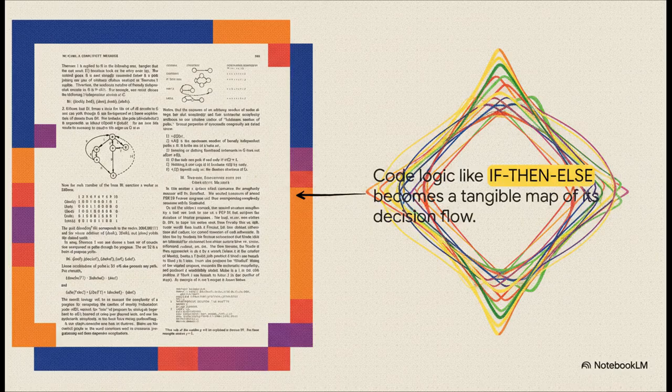And this slide just illustrates the idea perfectly. So on the left, you've got your standard everyday if-then-else statement. But look at the right. You can see exactly how that logic translates into a simple diamond-shaped map. This invisible decision-making process, it suddenly becomes a real, tangible shape that you can look at and analyze.